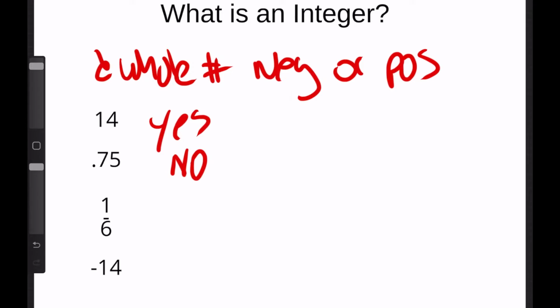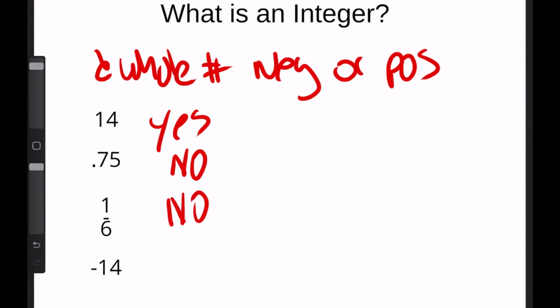1 over 6, 1/6. Is 1/6 of something a whole number? It's not. It's a sixth of something. You need 5 more of them to make up a whole number. So the answer for 1 over 6 or 1/6 is a big no.